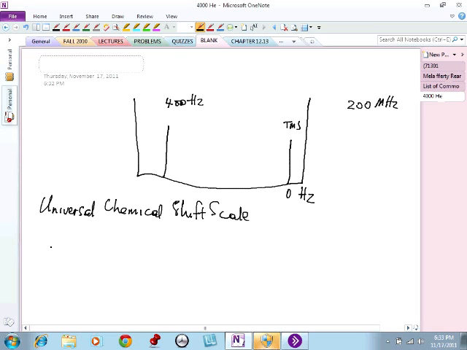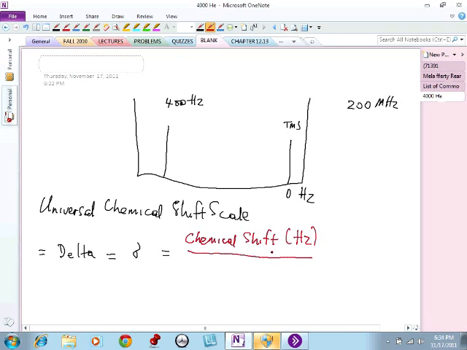We use that scale, we call it delta, with the Greek symbol delta. And the mathematical expression for delta equals the chemical shift, which is in Hertz, which is cycles per second, divided by the frequency of the instrument, the spectrometer's frequency.